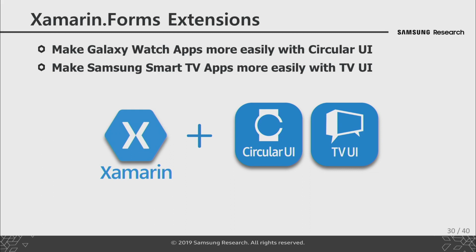Xamarin.Forms was originally designed for mobile development, so sometimes it doesn't fit perfectly on the watch or the TV. For example, it has a square page for everything: square content page, square button, everything square. That wouldn't fit perfectly on the watch, right? So we created extensions for both wearable and TV. We created Circular UI for wearable, and a TV UI control for TV. You can use those extensions together with Xamarin.Forms to create watch and TV apps easily and efficiently.